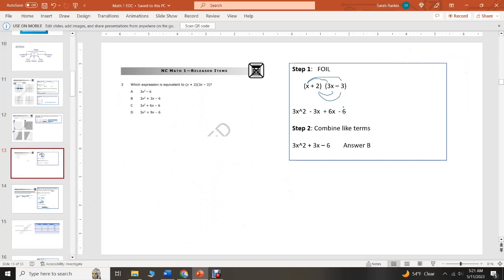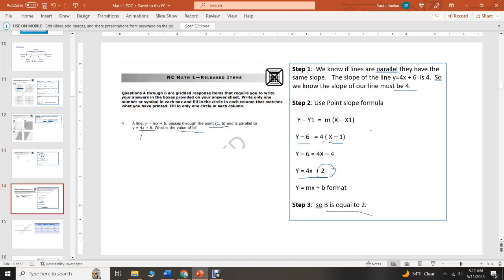Okay, write the expression as equivalent to this. So we'll just FOIL this function. We do x times 3x, x times negative 3, 2 times 3x, 2 times negative 6. Combine my like terms, and I get 3x squared plus 3x minus 6.